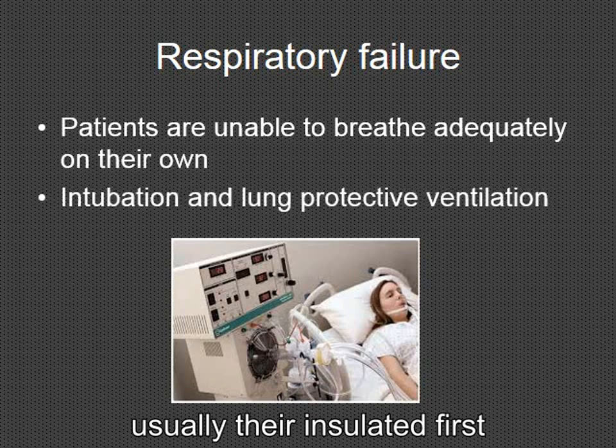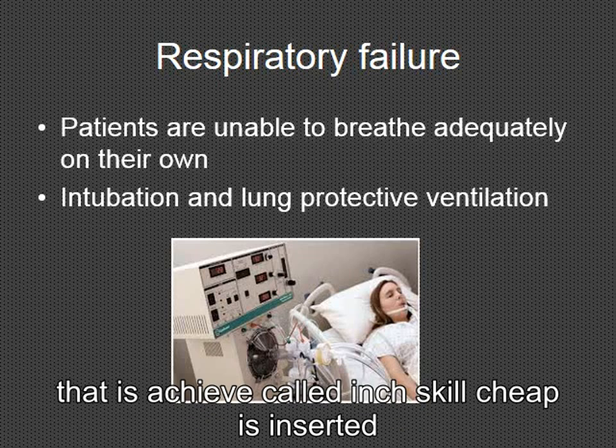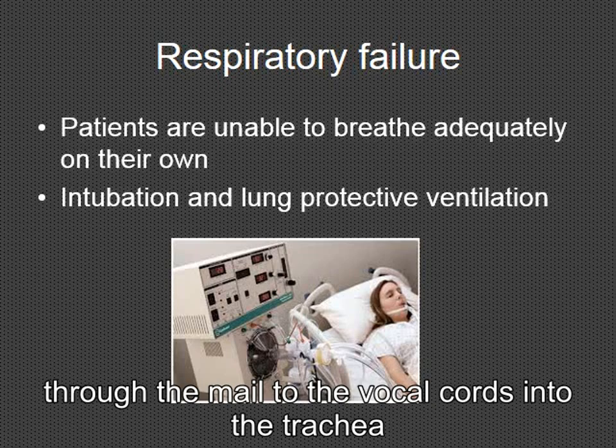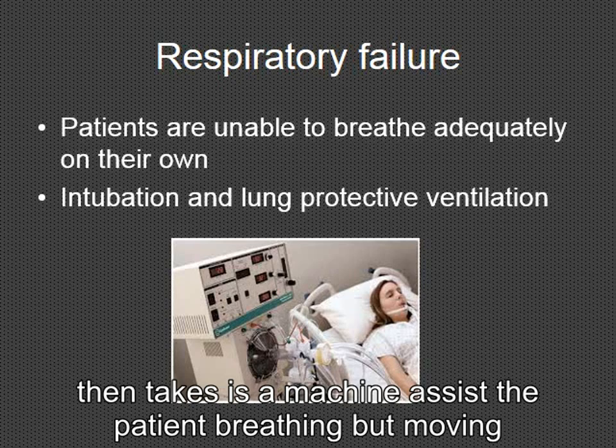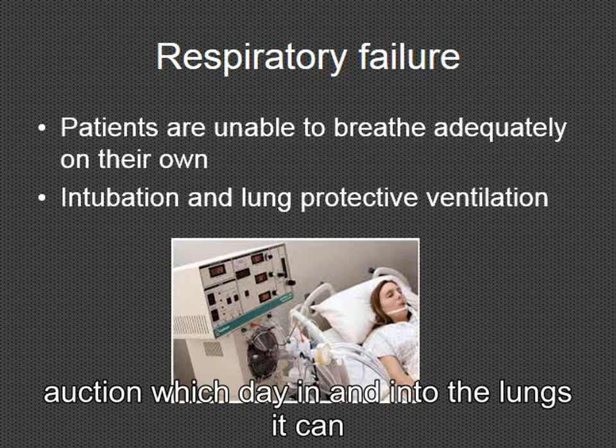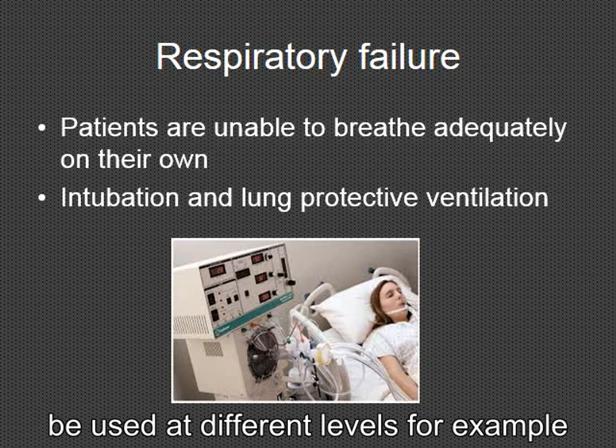Usually they are intubated first, that is, a tube called an endotracheal tube is inserted through their mouth, through the vocal cords into the trachea when they're unconscious. They're then attached to a ventilator. The ventilator is a machine that assists the patient breathing by moving oxygen-enriched air in and out of the lungs. It can be used at different levels.